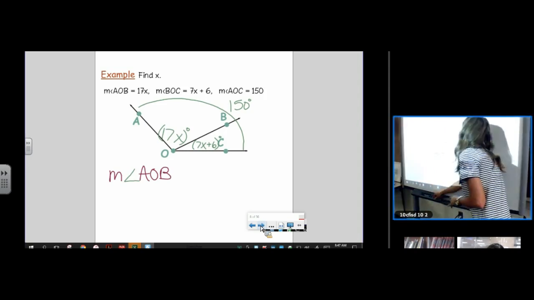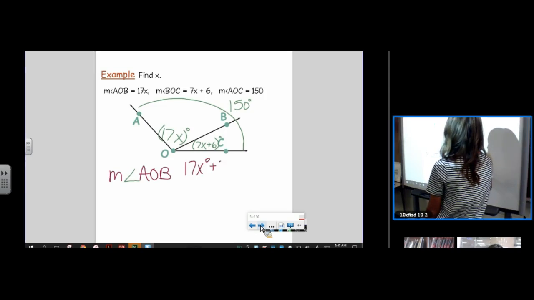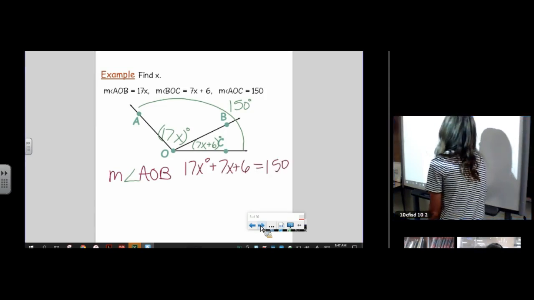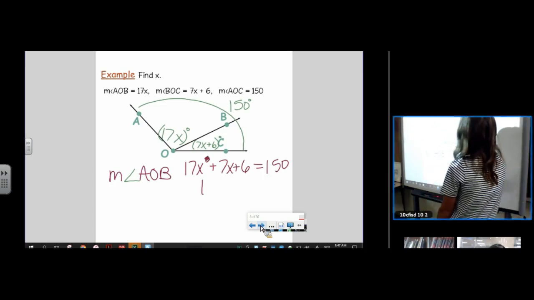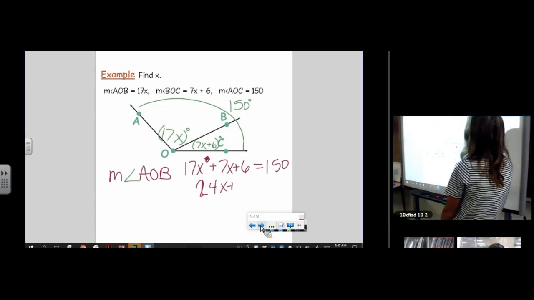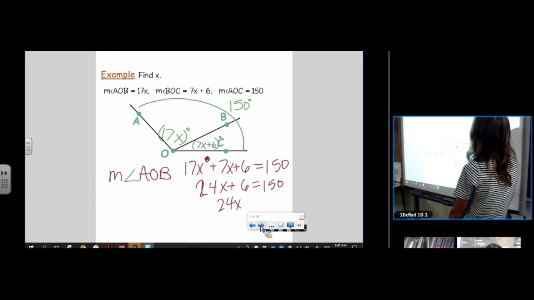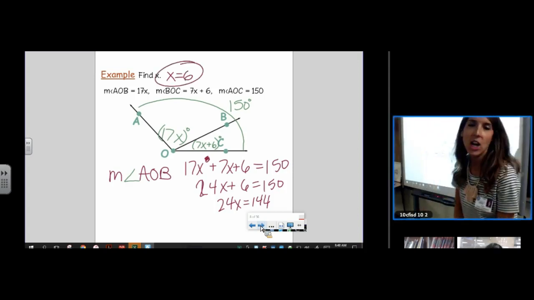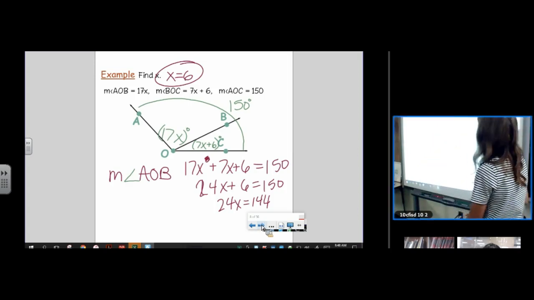So now we have angle addition, part plus part equals whole. Actually, I'm going to take that degree off right there. We combine like terms. Subtract 6. Final answer, all it wanted was x. We'll plug it back in on a later problem. Yay, algebra.